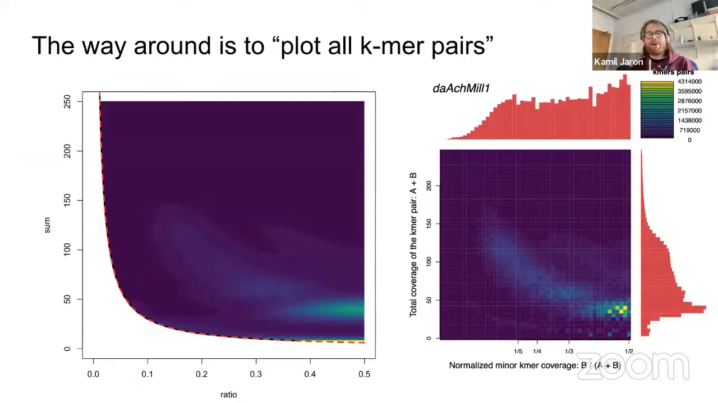And that is the solution. The solution is not to bin. The solution is do not transform your data if you don't have to. The left and right panel are the same data set.